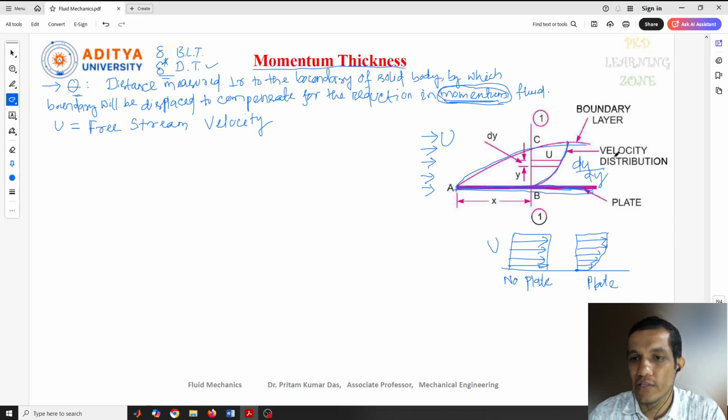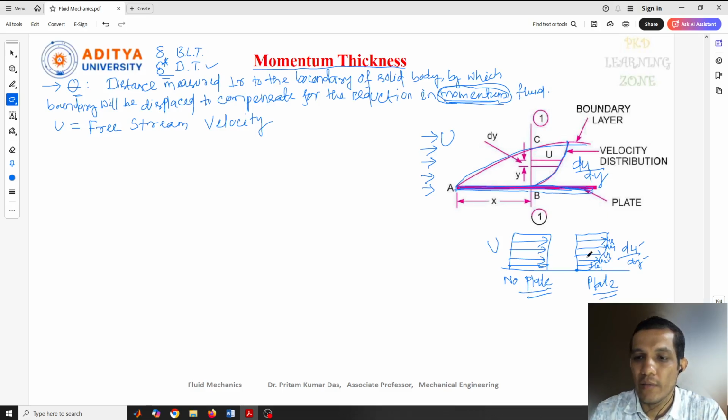So this is our velocity profile. Okay, now the velocity distribution: suppose u equals 0 here, and then u1, u2, u3, all different velocities we will get here. Due to these different velocities at different heights, we are getting this velocity gradient. This is du by dy, change in velocity over change in height. So here the plate is present, here no plate is there.